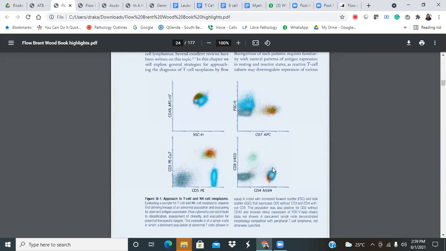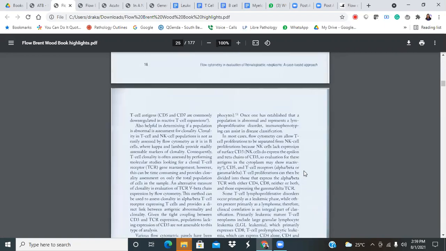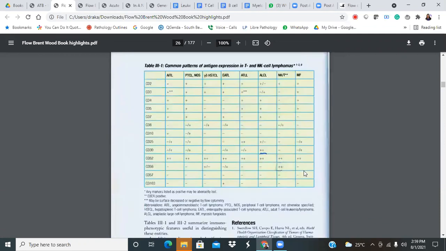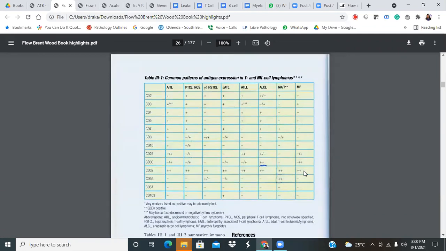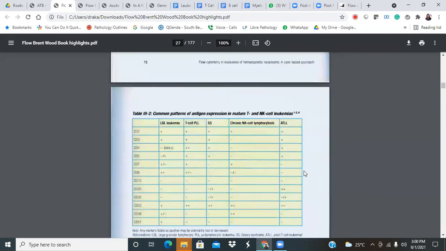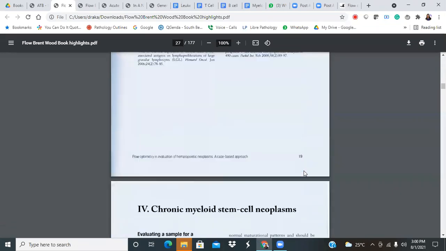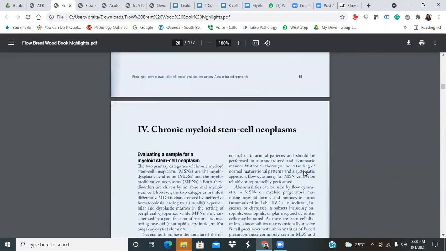So basically, this population is the population of PTCL. So that's what they showed in here. And then they went into the T cell lymphoma. We'll go into that when we are doing the T cell lymphoma. That will be better.